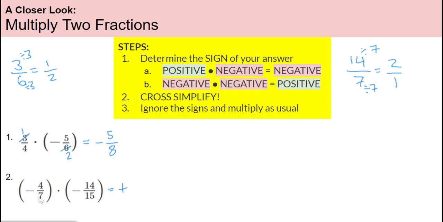So the 7 becomes a 1. The 14 becomes a 2. Now I can do 4 times 2 is 8 over 1 times 15 is 15, and I'm done. I found my simplified fraction already. So try that out if you like it.